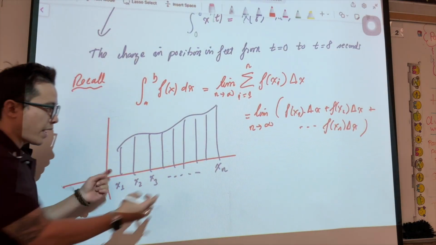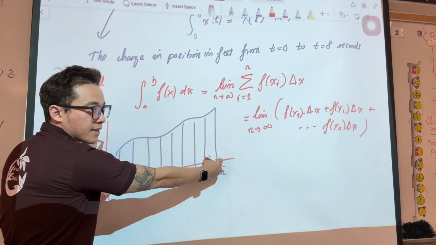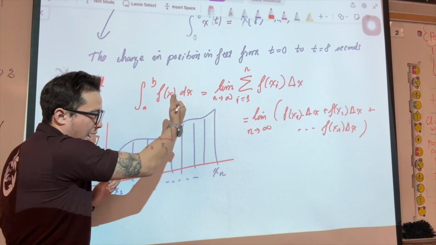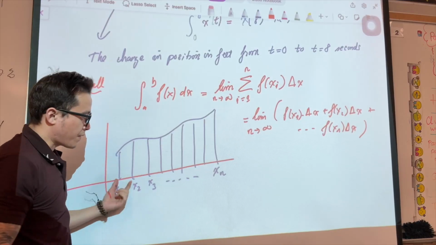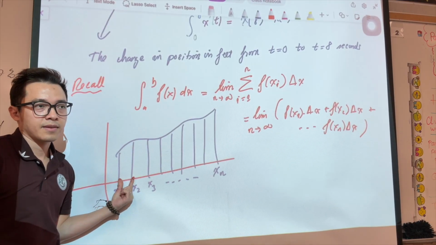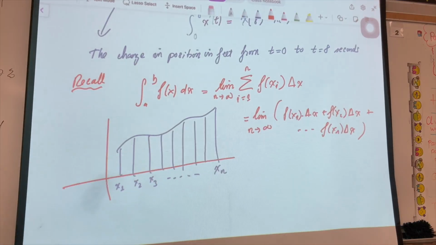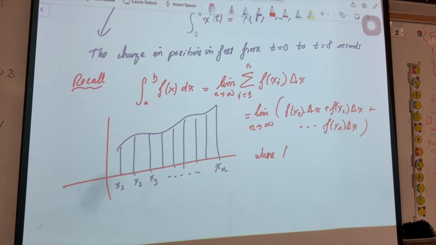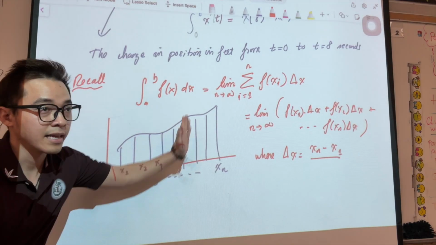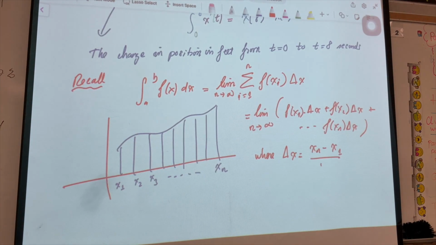If you know you have from x1 to xn, and you're gonna divide this amount of time to get each of them, they're all equal. How do you find each of them? Delta x is equal to xn minus x1 divided by how many portions? N of them, right? Divided by n.